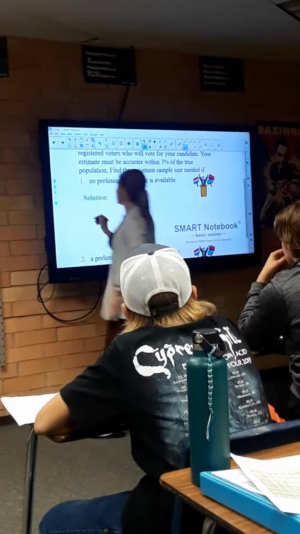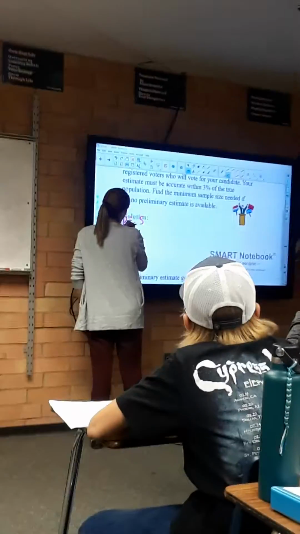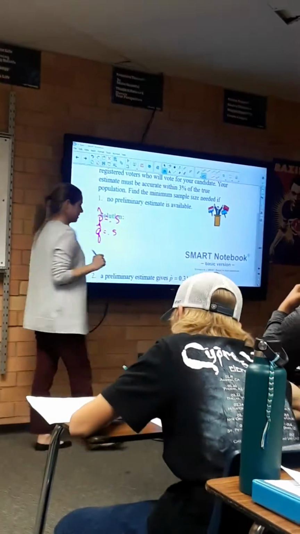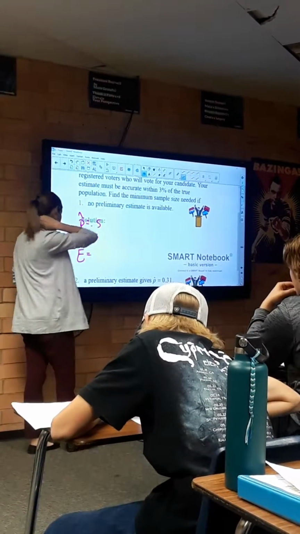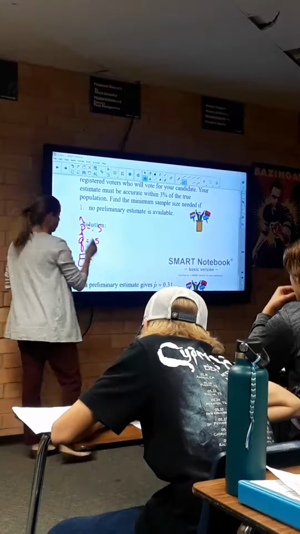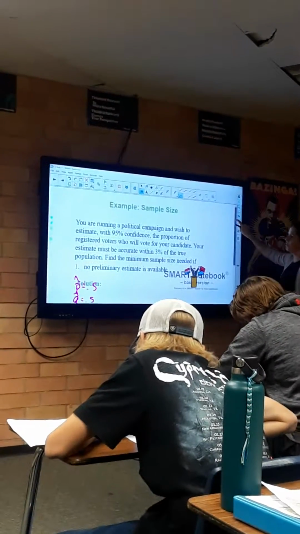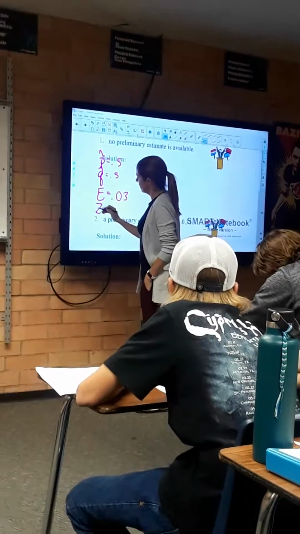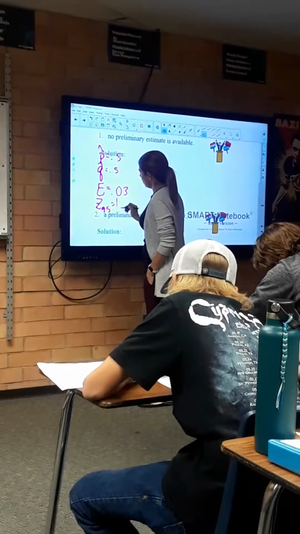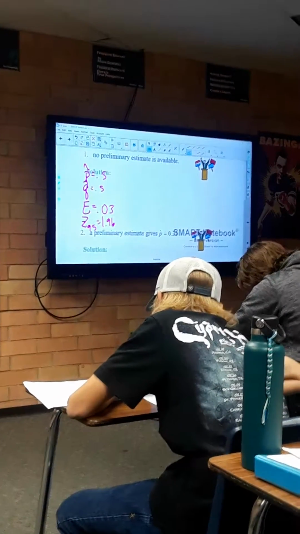So we know that p hat is 0.5 and we know that q hat is 0.5. Error? It tells you: 0.03, because it says 3%. What else does it give you up here? Your confidence is 95%, so z is 1.96. Do y'all see where I'm getting all of this out of the word problem?